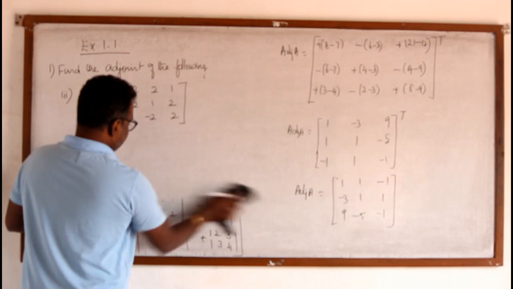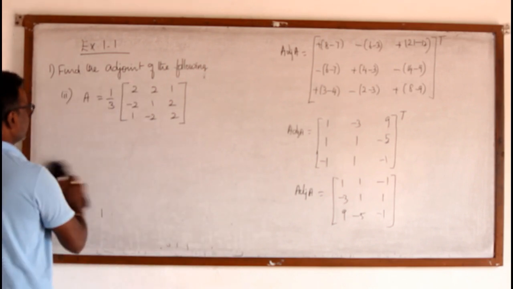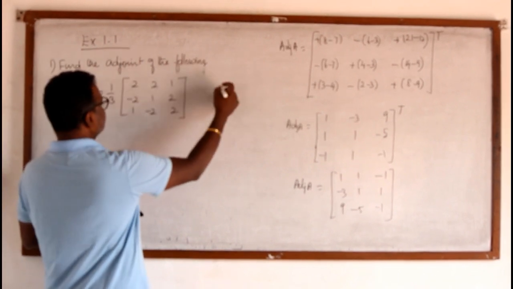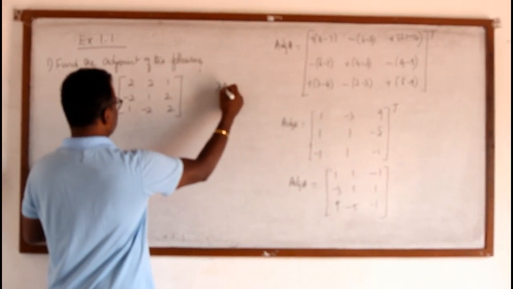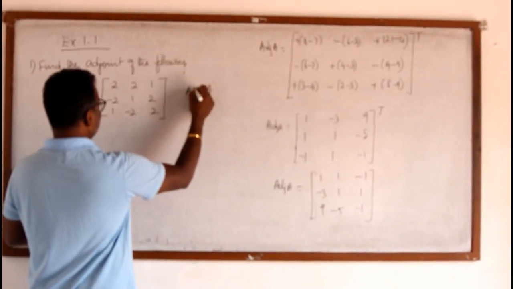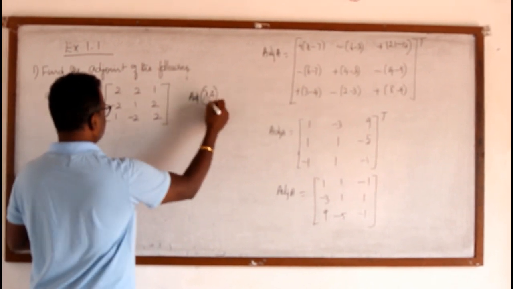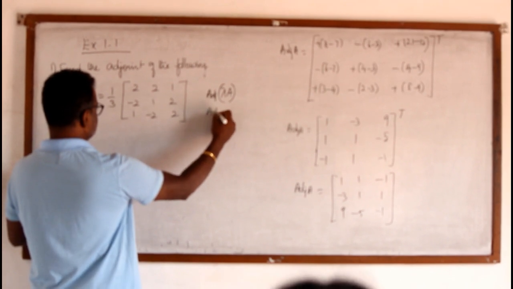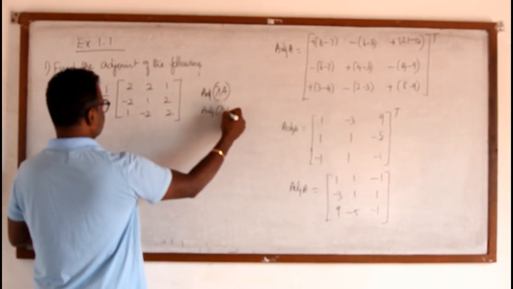There is no additional number in front of this matrix. That means instead of the form lambda into A matrix, I have to find the adjoint of lambda into A matrix. Then we have a theorem. The theorems we shall see afterwards. Just note down the theorem.